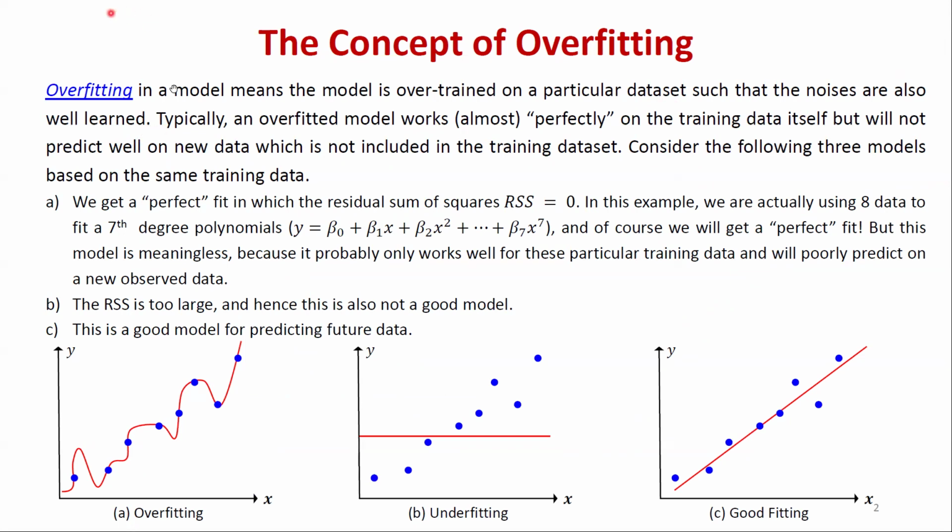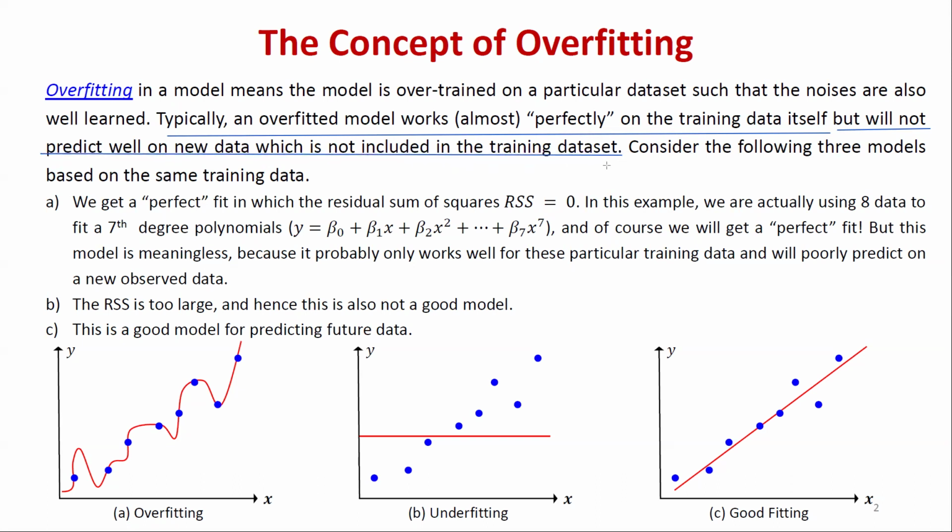So here, what I mentioned is that typically an overfitting model works almost perfectly on the training data itself. And if we stop here, you might say, hey, isn't it good? I mean, what's wrong with perfect? Everybody likes something to be perfect, right? What's wrong? The problem is that it will not predict well on new data which is not included in the training set.